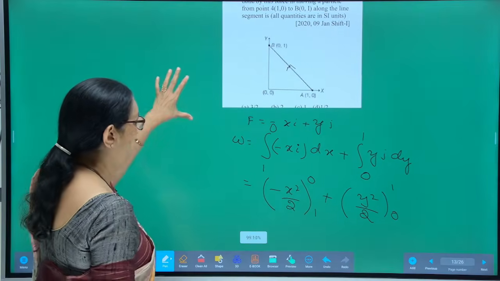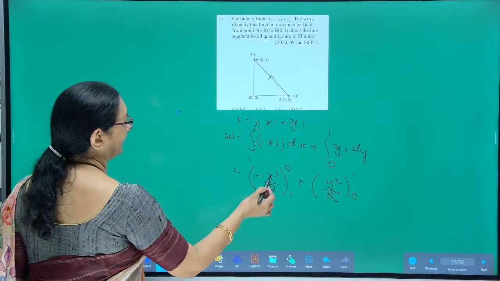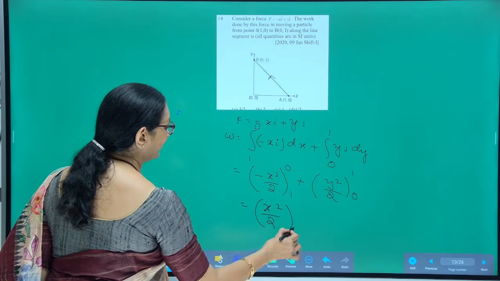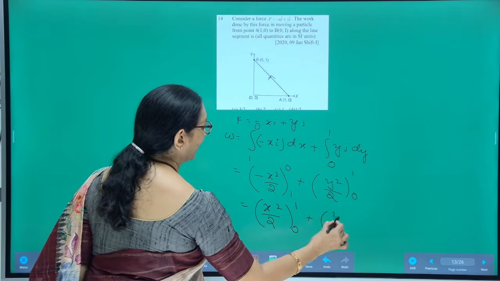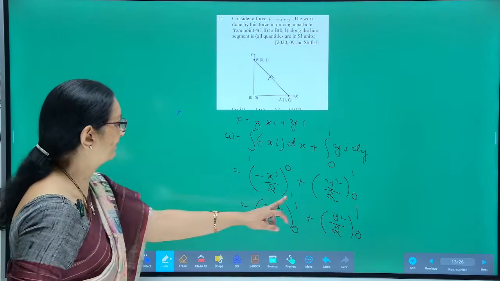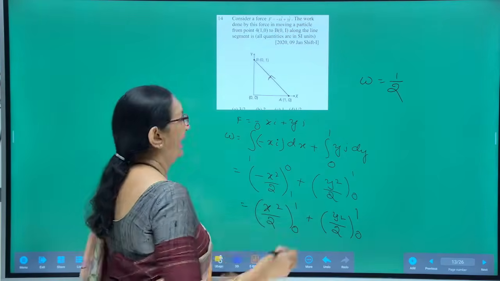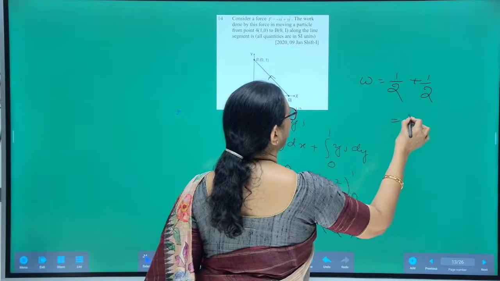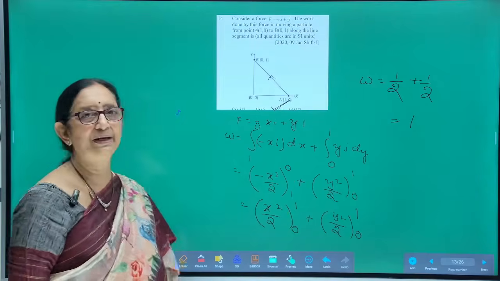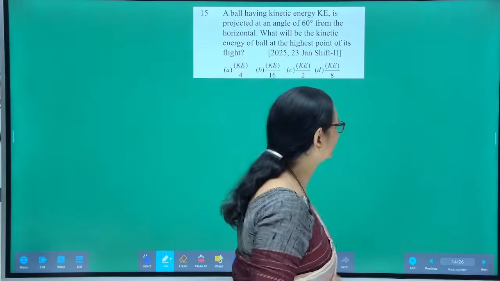Now, here you can see this is minus x square by 2, you can write it as x square by 2, you can change the limits to 0 to 1, plus y square by 2, you can keep the limits as it is. So, if you substitute the upper limit, here it is 1 by 2 and this is plus 1 by 2. So, W is equal to 1. In option C, the answer given is 1. So, that is the answer. Is it okay? Now, next problem.